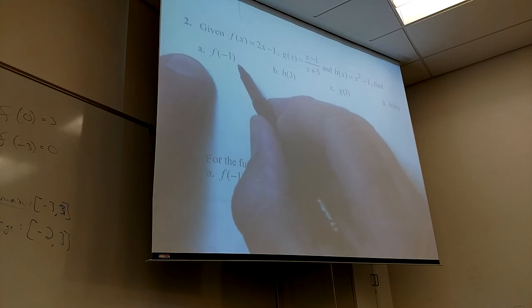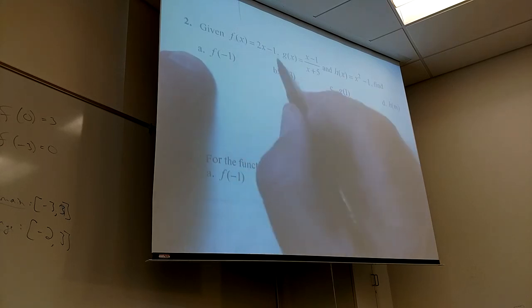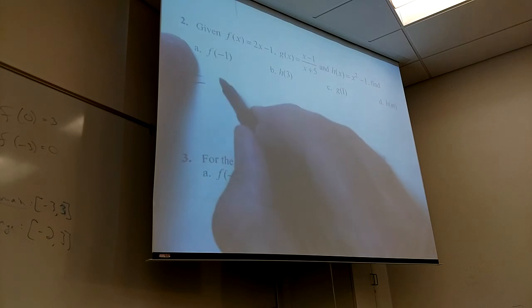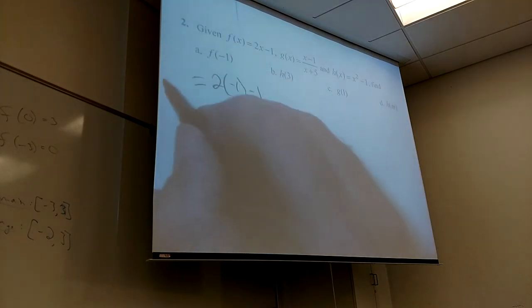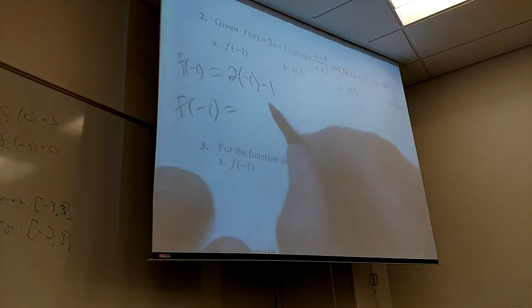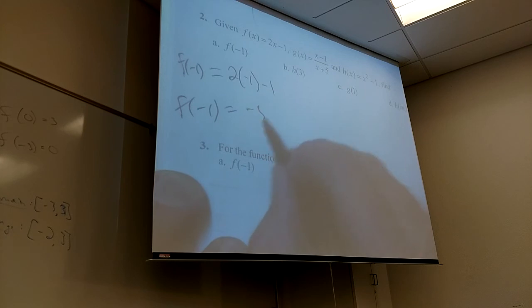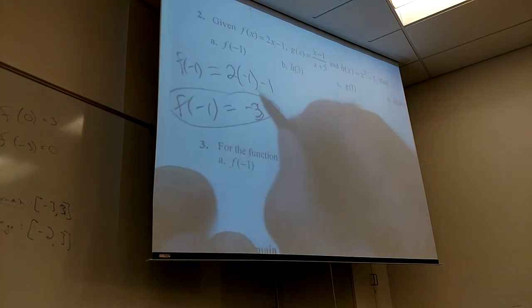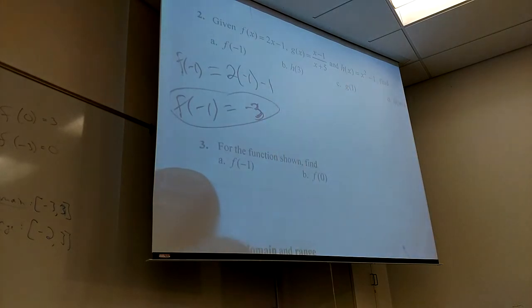So how do you find F of -1? Which function am I going to use? First, second, third? First. Yeah, the F function. So F of -1 is going to be 2 times -1 minus 1. So F of -1 equals? Yeah, -2 minus 1 is -3. So what is the point that the F function goes through? -1, comma, -3. I love it.